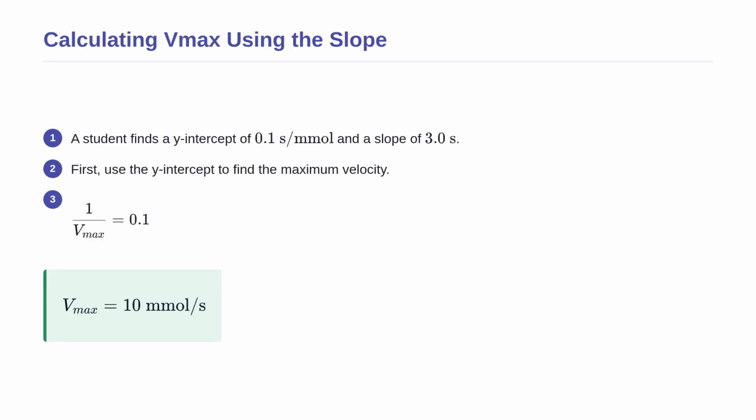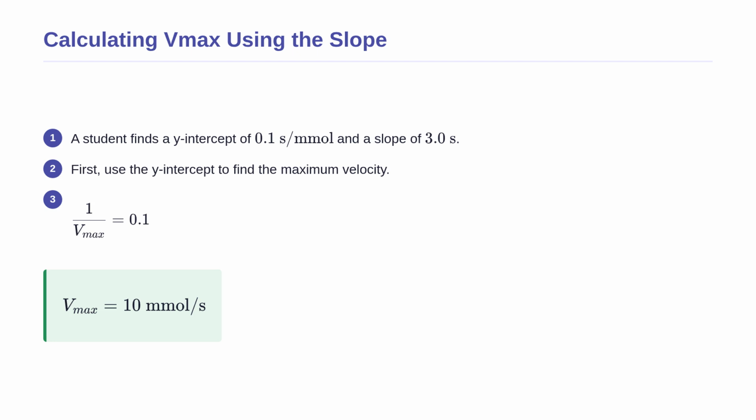Now that we have used the intercepts, let us look at a scenario where we use the slope instead. Imagine a student is analyzing an enzyme and finds that the plot has a y-intercept of 0.1 seconds per millimole and a slope of 3.0 seconds. We need to determine the maximum velocity first.